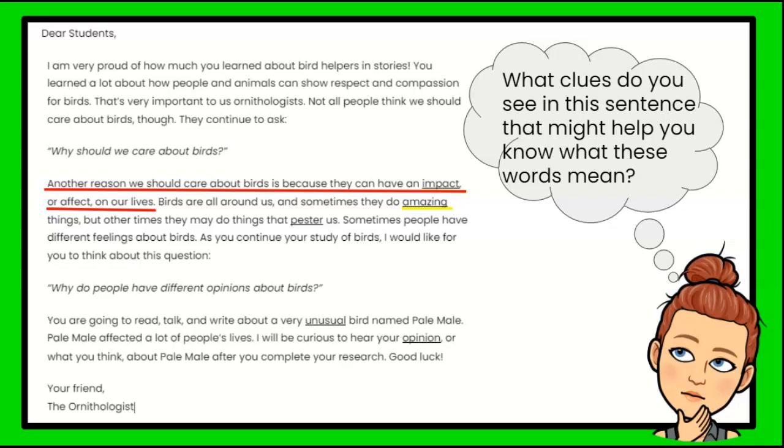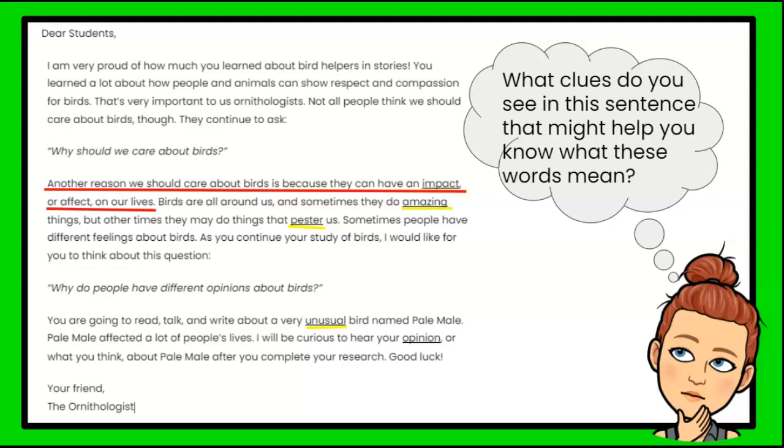The second part of that sentence says, but other times they may do things that pester us. So pester. Let's look at that word. What is the base word in the word pester? Right, pest, because if we take off the er we have pest. And we know that a pest is something that bothers or annoys us. In our last paragraph, we have the word unusual. Unusual.